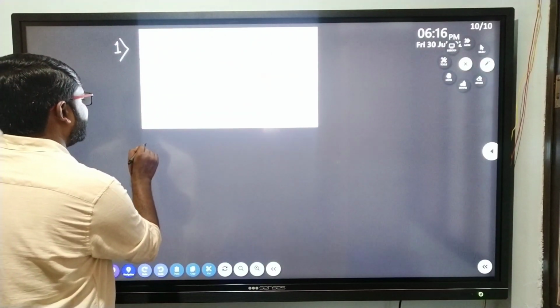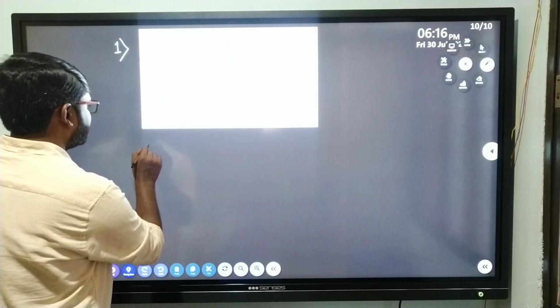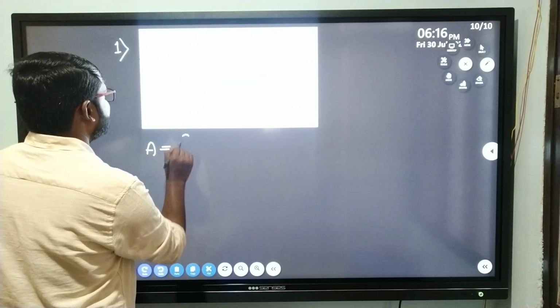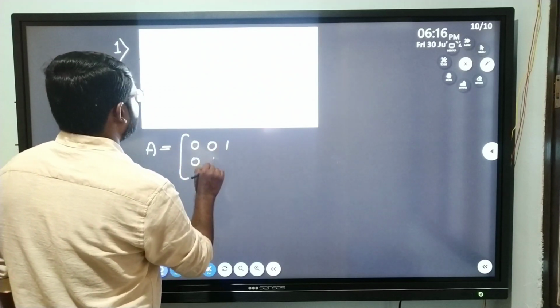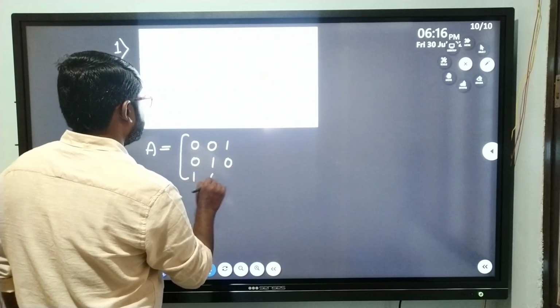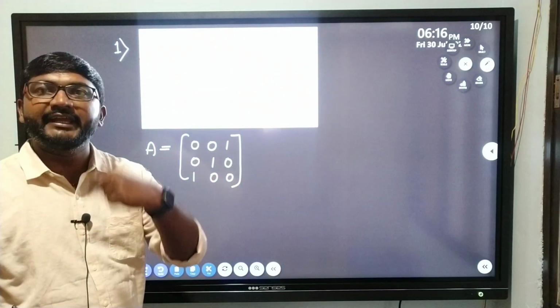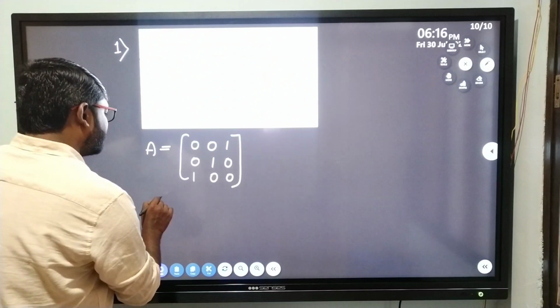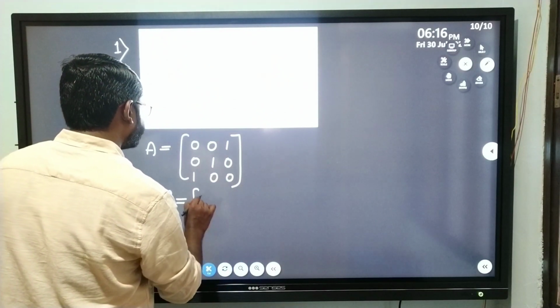they have given the matrix A, which is equal to 0 0 1, 0 1 0, 1 0 0. So this matrix they have given, we will have to find A to the power 4. So for that we will have to go for A square. A square means A into A.